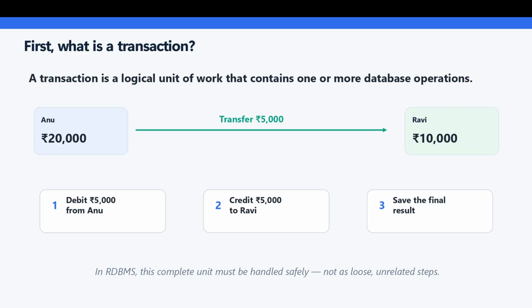Now, can we treat the debit operation and the credit operation as two unrelated updates? No, we cannot, right? They are connected to each other. If the database performs only the debit and does not perform the credit, the transaction becomes incorrect. So in an RDBMS, all the operations belonging to one transaction must be handled safely as one single logical unit. This is exactly why we need the ACID properties.